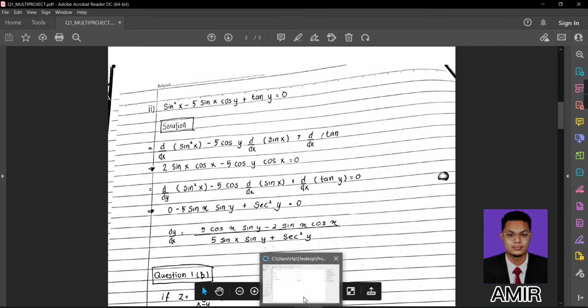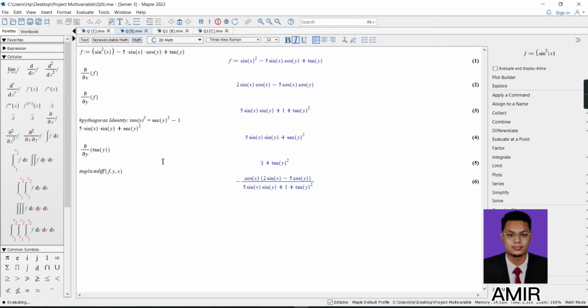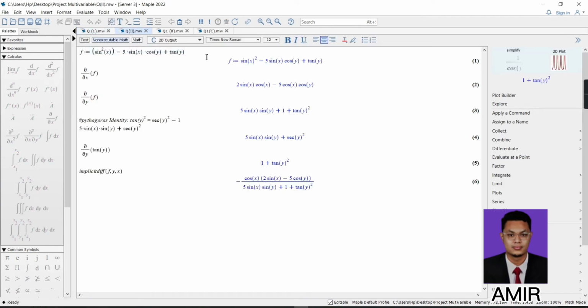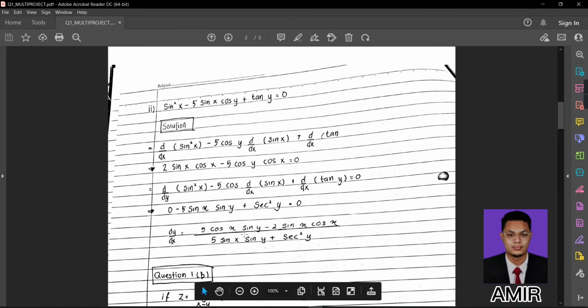To compare with the simulation, first declare the variable like this, and then run, we will get the answer like this. After that, differentiate like the manual calculation, d over dx of the equation, we'll get this, and then we apply the Pythagorean identity. The equation will get this, and last we differentiate d over dy depending on tan y, so we'll get this. After that, combine using the implicit differentiation of f, y and x, we'll get the same as the manual calculation.